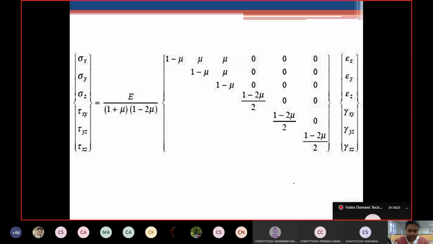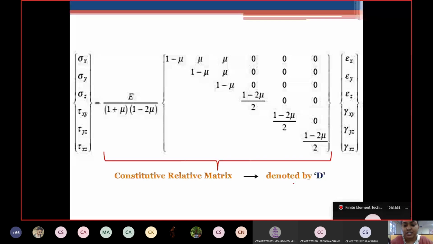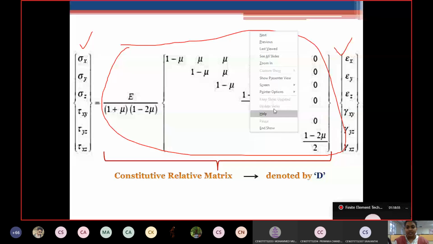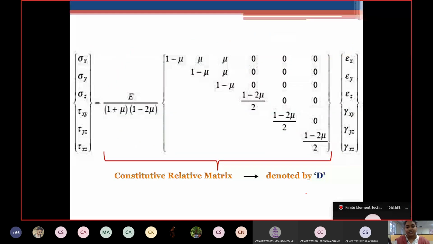Now, why is this matrix so much insisted on? Because this matrix is called the constitutive relative matrix, because it is relating the whole stresses in the body with the whole strains in the body. So, direct relation between stress and strain is completely explained with one matrix. That is why we are calling this matrix the constitutive relative matrix.